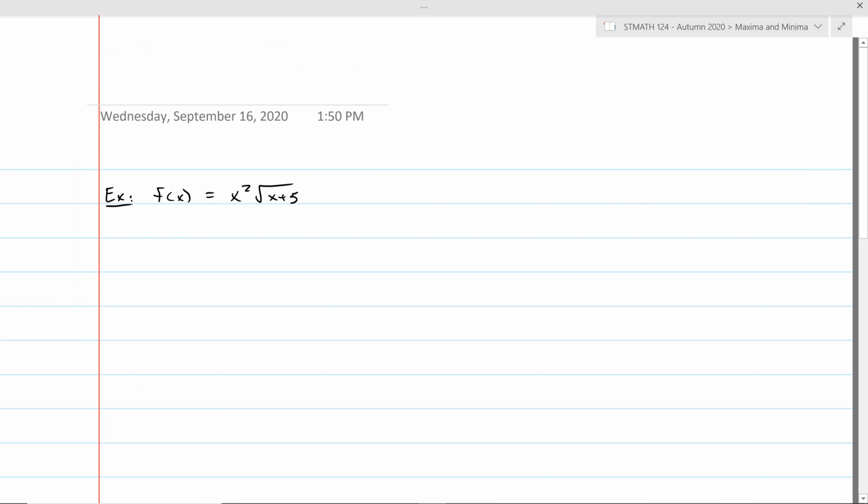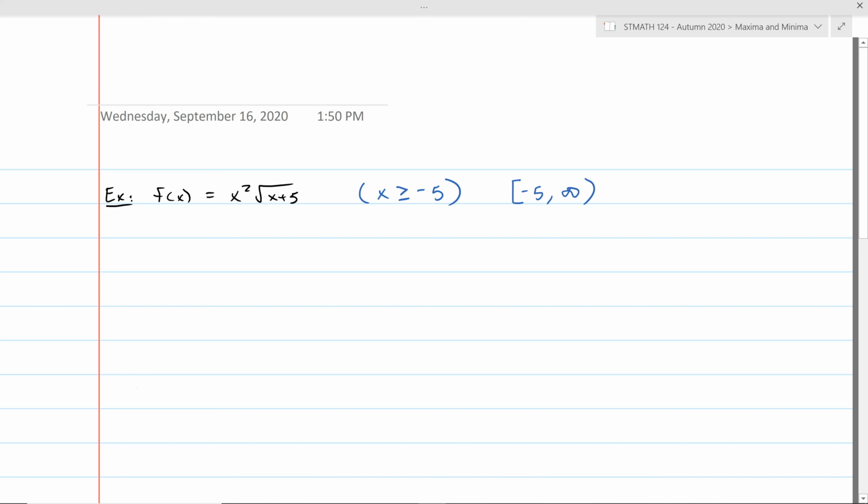Okay, for this example, we have the function f of x equals x squared times the square root of x plus 5, and we want to find all the critical points. Before I start thinking about finding the critical points, I should think about what is the domain of the function. Just a quick look at that function, you realize that x has to be bigger than or equal to -5 in order for that function to be a real number. Or if you want to think of the domain as being -5 to infinity.